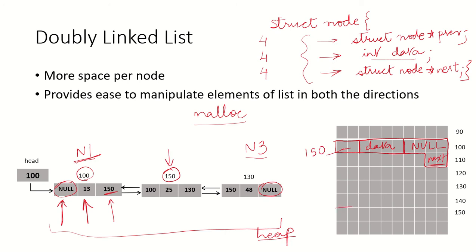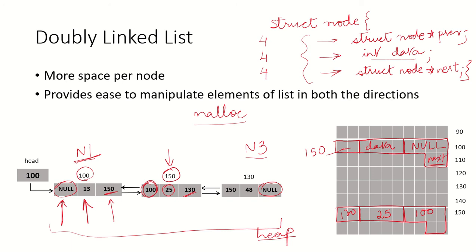Again, at address 150, we will have space allocated to the second node. The first 4 bytes would be containing the address of the previous node, so it would be storing 100 in binary. The next 4 bytes would contain 25 in binary, and the next 4 bytes would be containing the address of the next node, which is 130, again in binary. So this is how space will be allocated to the nodes in a doubly linked list.